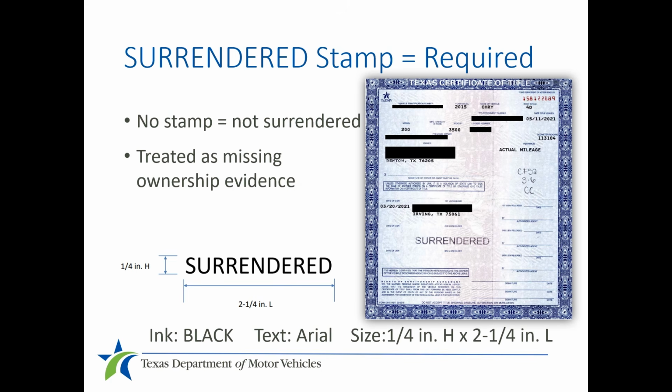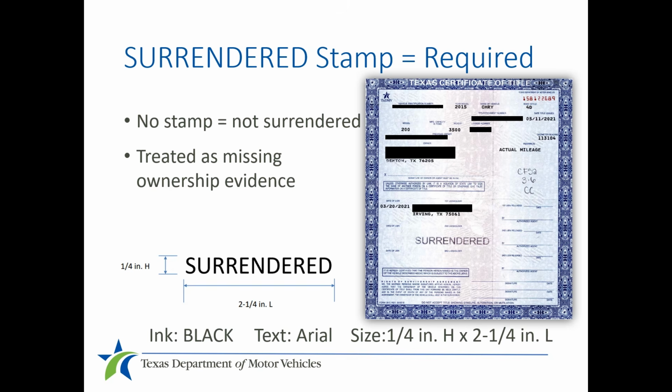Now let us take a closer look at ownership evidence and surrendered stamp requirements. Original ownership evidence, such as a Texas title, out-of-state title, manufacturer's certificate of origin, or certified copy of title, must be properly stamped surrendered on both the front and back before being scanned and uploaded into webDEALER. This requirement also applies to dealer reassignments. The surrendered stamp should be placed on the next blank assignment on the back of the ownership document. If all assignments are full, the stamp may be placed in the Lienholder section or diagonally across the back as long as it does not cover any valuable information.